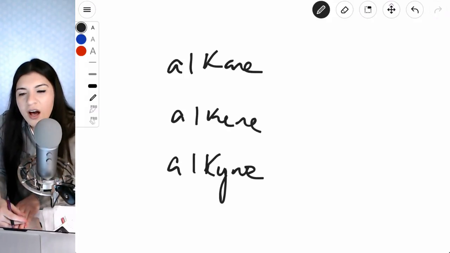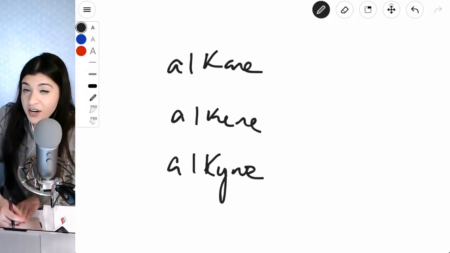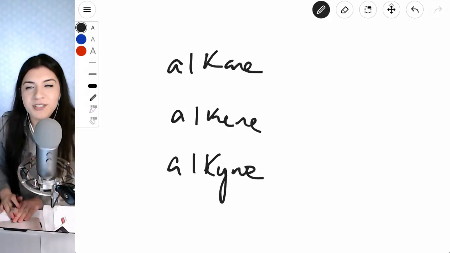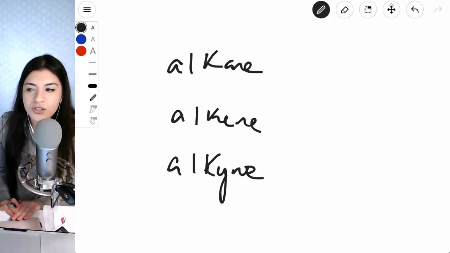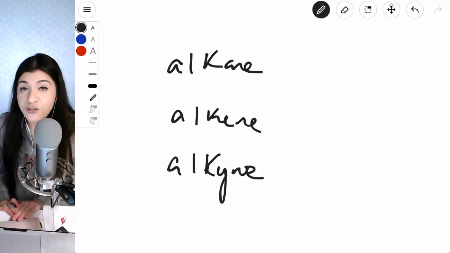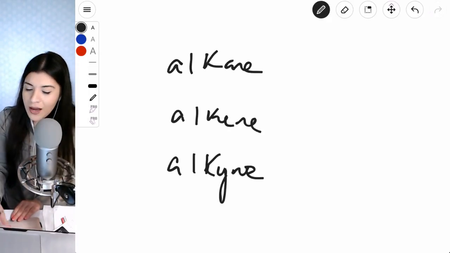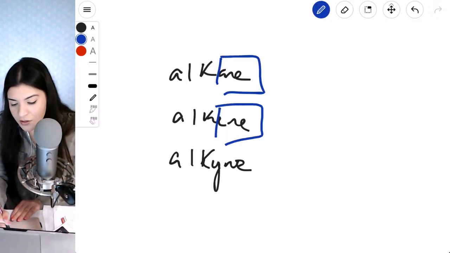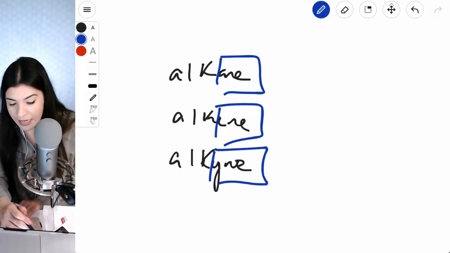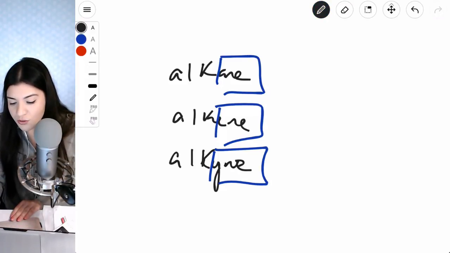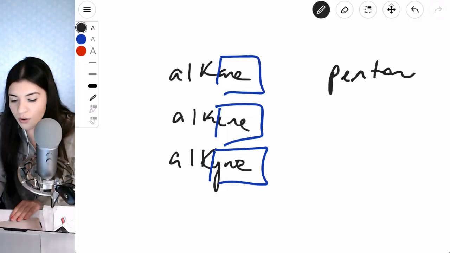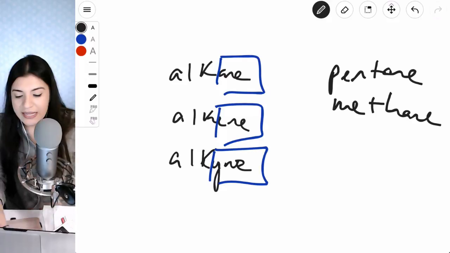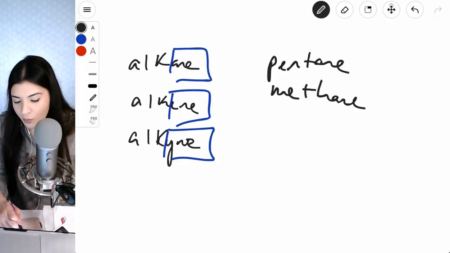In OChem and with naming, there are so many different structures that, to help us understand, this is kind of like a secret code that chemists talk to each other with. For chemists to understand what type of structure it is and how to draw it, we have to state the endings. So for alkane, the ane, that's why it ended in pentane or methane. That tells us that's the carbon chain, and ane refers to there only being single bonds.